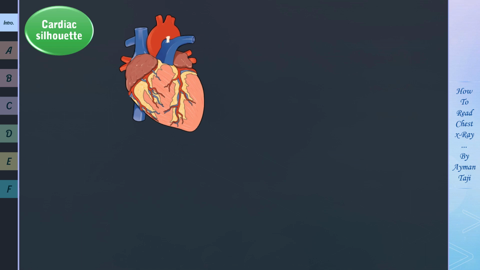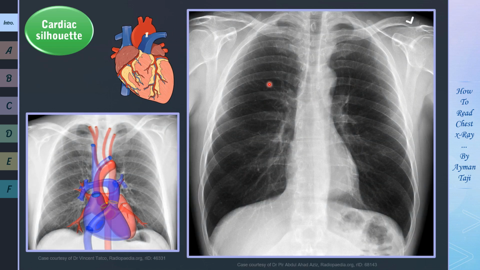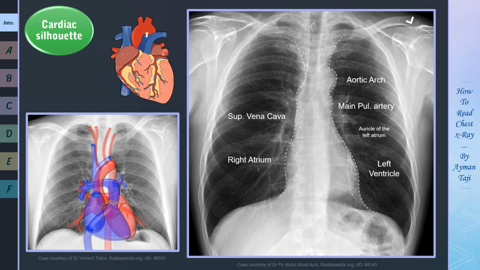Now, looking at the frontal projection, the cardiac silhouette can be divided into the right and left borders. First, the right border is formed by the right atrium and the superior vena cava entering superiorly and posterior vena cava often seen at its lower margin. Then the left border is formed by the left ventricle, the left atrial appendage, which is right here, and it's also called auricle of the left atrium, the main pulmonary artery, and finally the aortic arch, which extends superiorly.